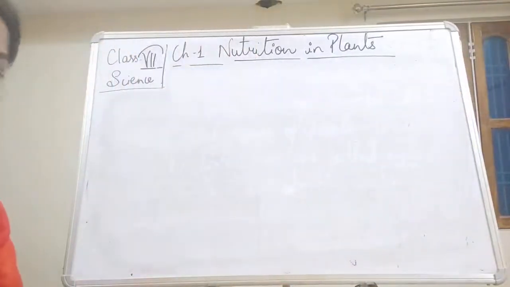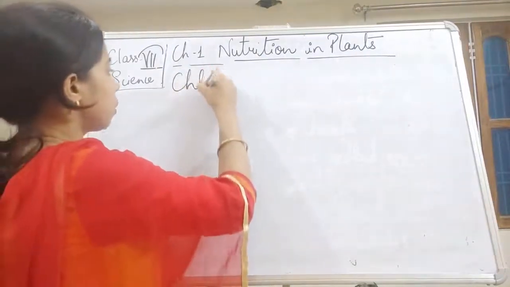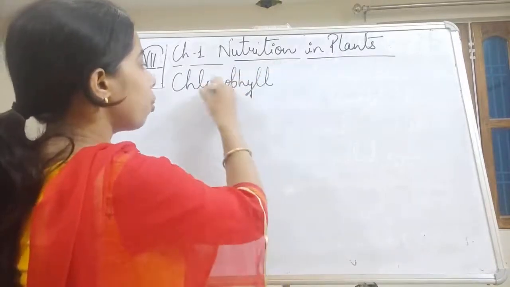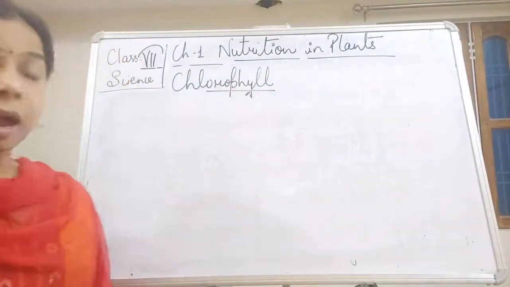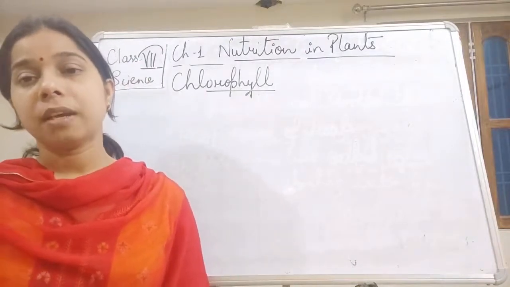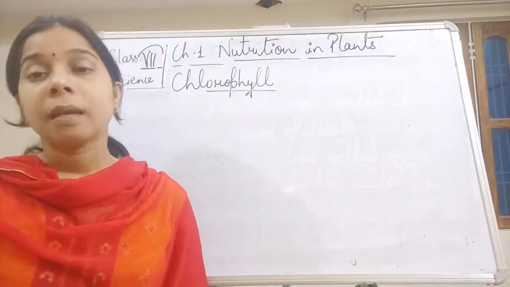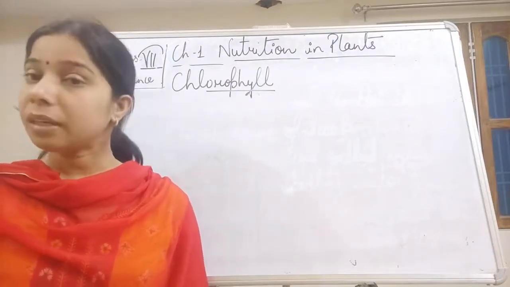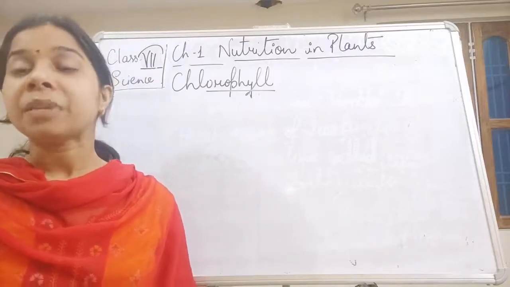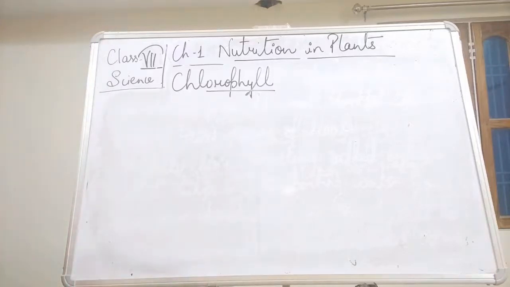So let us see, students, what is the role of chlorophyll here. First of all, we should know what chlorophyll is. Actually, chlorophyll is a small pigment which is basically present in the green part of the plant. This chlorophyll is a green coloring matter, and it is responsible for giving green color to the leaves.